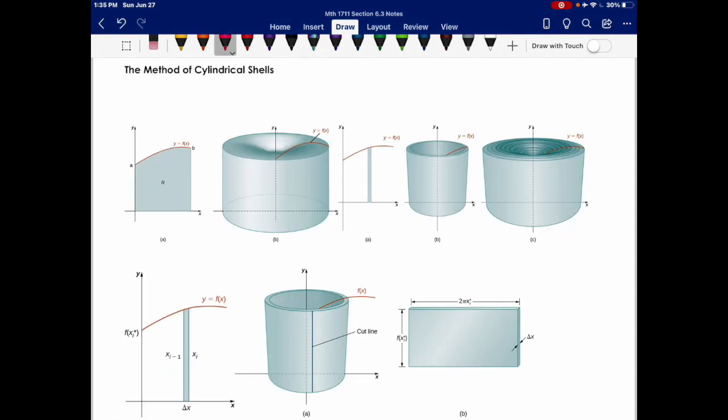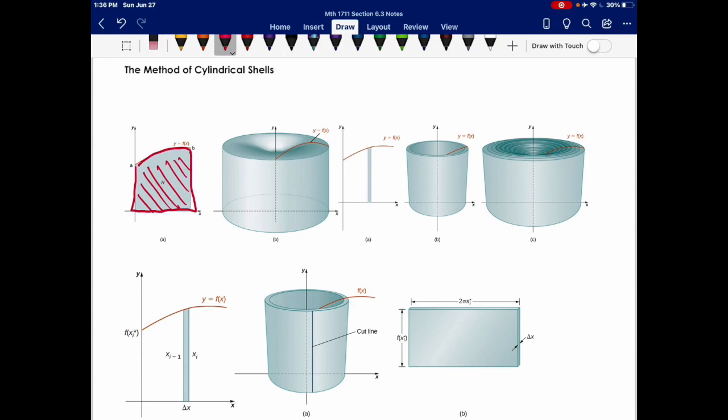So let's take a look at this first picture. Just like before, we defined a region R that's bounded above by a graph of the function f of x, that's in orange, below by the x-axis, and then we're going to do this on an interval from a to b. Then we revolve the region around the y-axis. That's in the second picture. So here's the region that we're revolving. This is our R, and then we revolve it around the y-axis in the second picture.